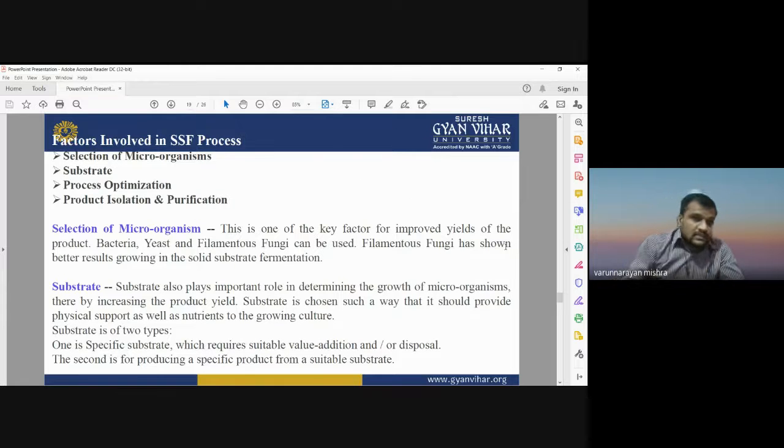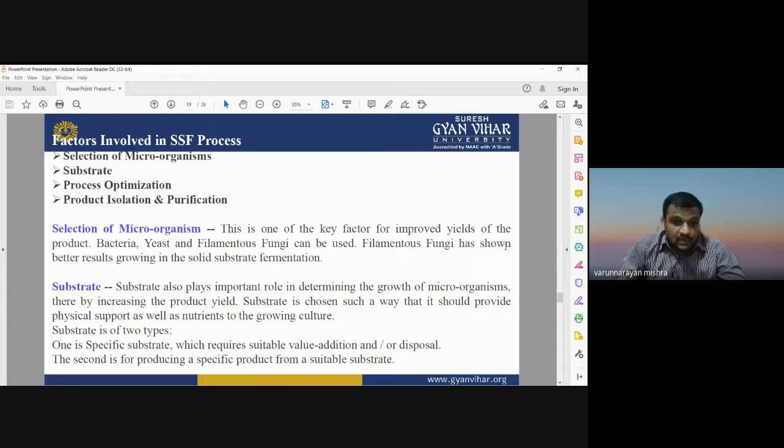So these are the factors which are involved in the SSF process. The entire process has four factors. First, we need to focus on the selection of proper microorganisms, what kind of substrate we are going to use, and what the process optimization is. It is very important. This is the important factor during the process of SSF. And what kind of isolation and purification products can be found after that process. So selection of microorganism is very important. It is one of the key factors for improving the process, for improved yield of the byproduct.